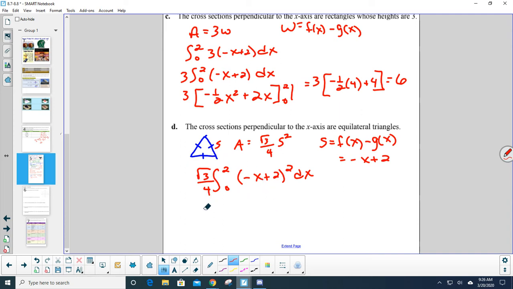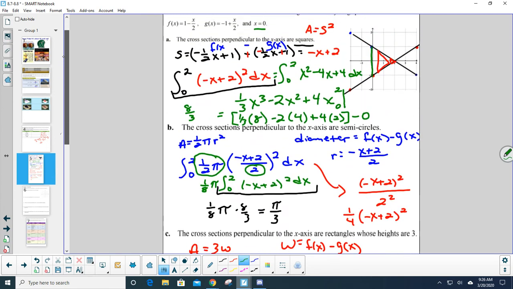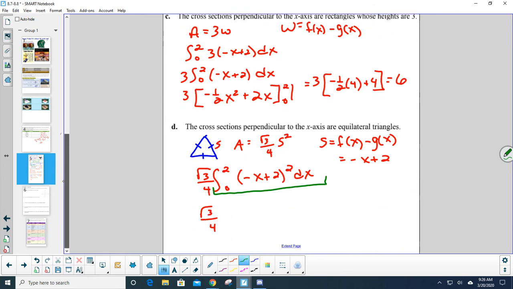But we already have this answer up top. We already did this way back in part A. So if I go back up here to part A, we got 8/3. I'm going to come right here and multiply this by 8/3. And I'm going to get 2 square root of 3 over 3. And that's going to be the volume for that one.